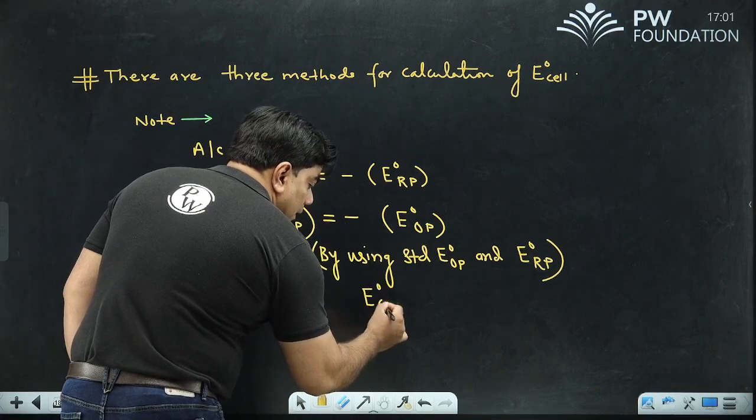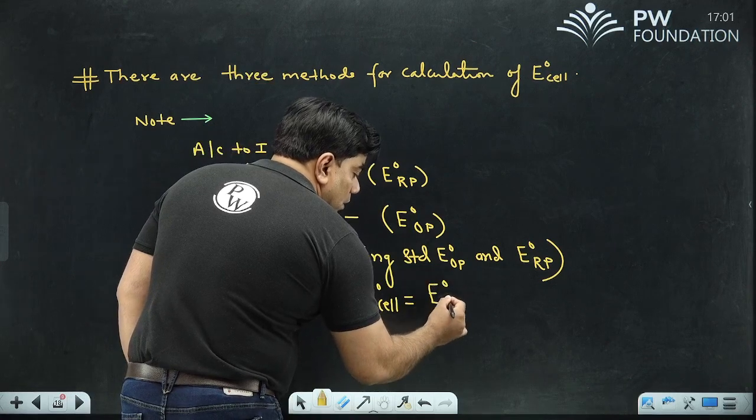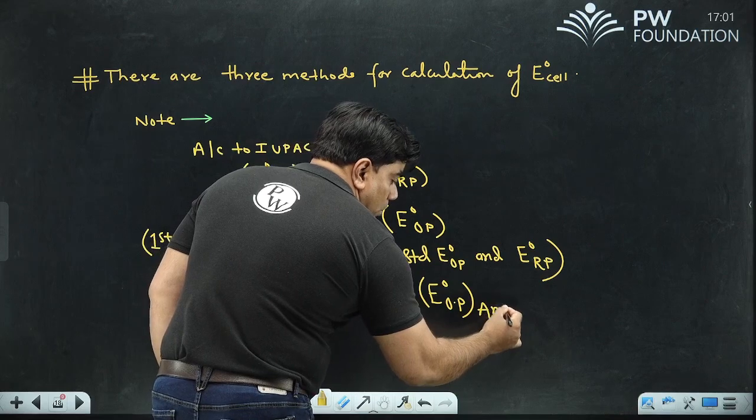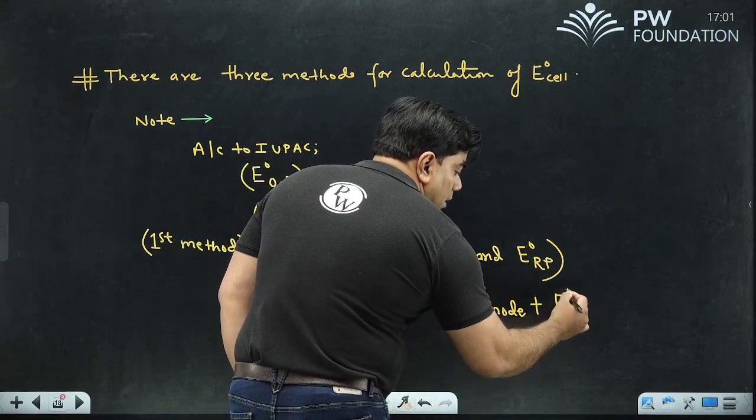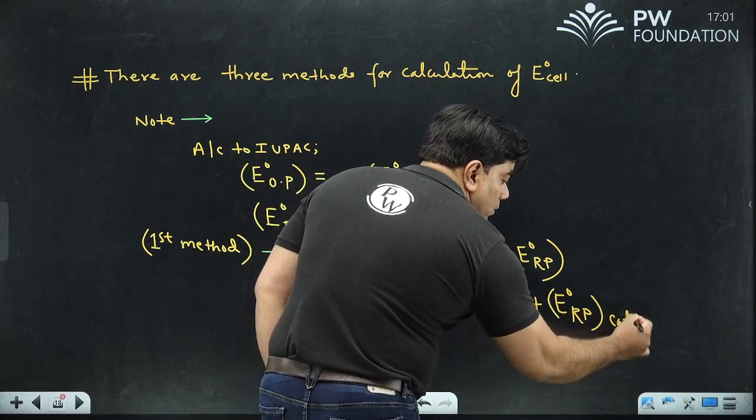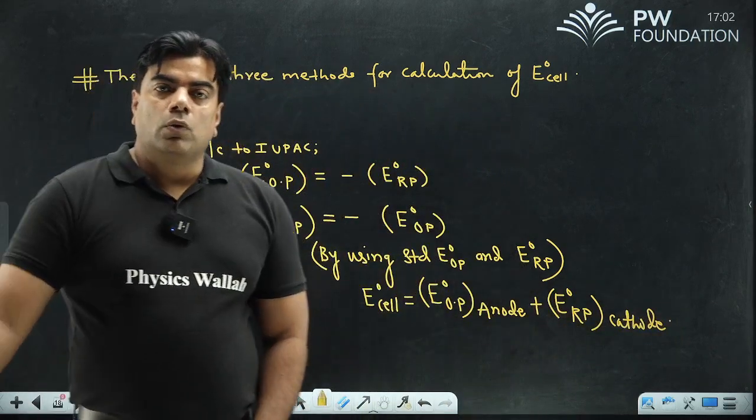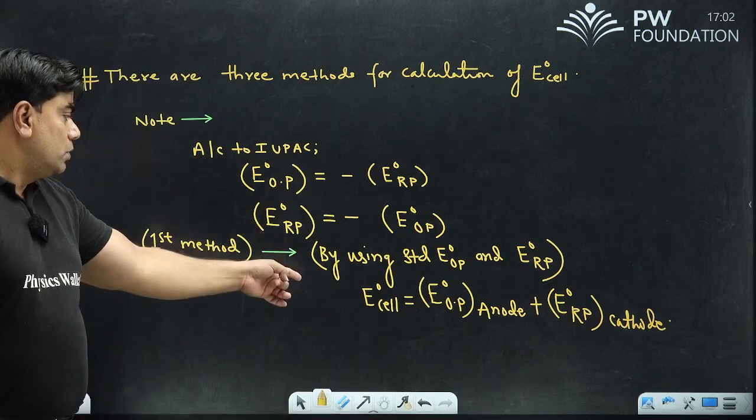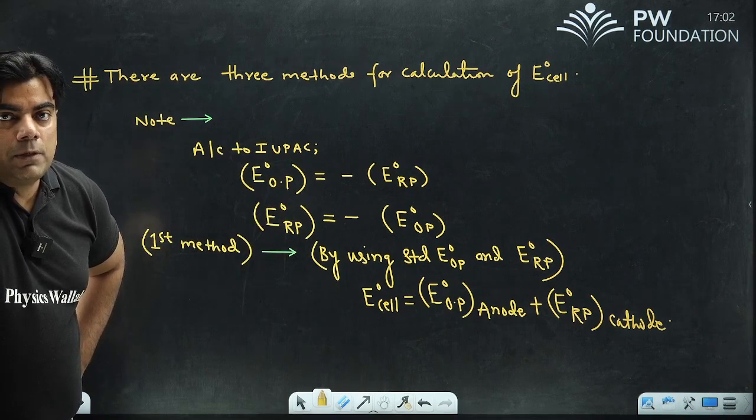Therefore, we can write like that: a standard EMF of cell is equal to a standard oxidation potential of anode plus a standard reduction potential of cathode. I suggest that always use this method for calculation of a standard EMF of cell. This is my personal suggestion. Okay.